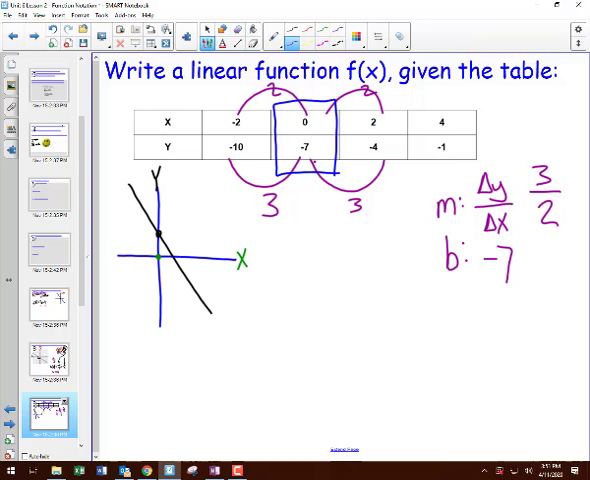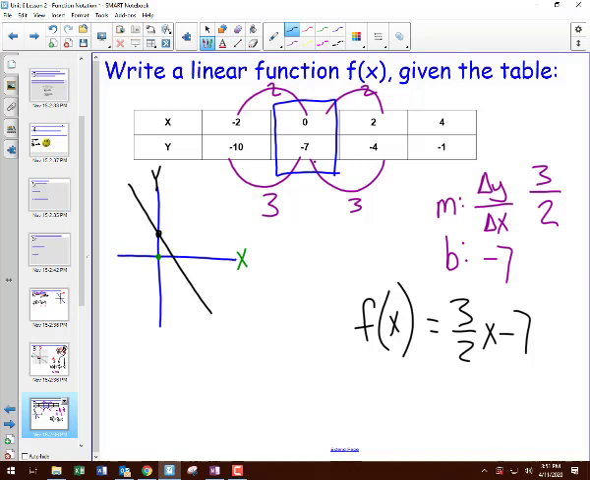We have the two things we need to write our linear function. Before we called this an equation. All right? So our f of x is equal to 3/2 x minus 7.